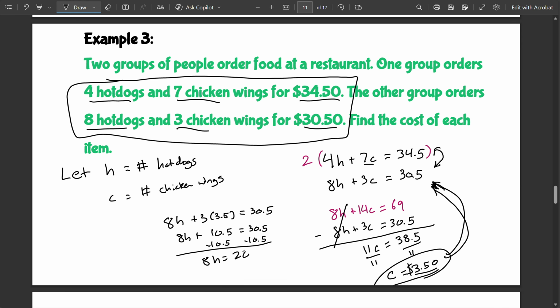8h equals 20. Divide both sides by 8. And each hot dog costs $2.50.